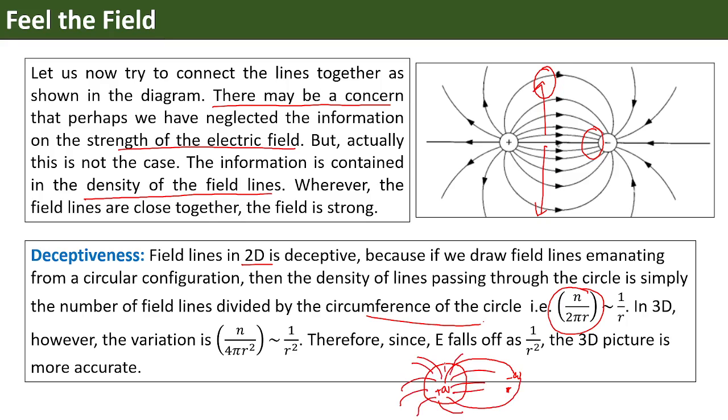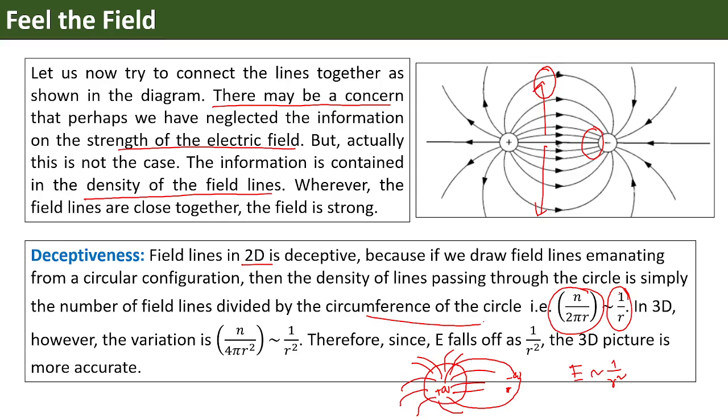Now if I ask what is the density of lines, the density of lines is given by the number of lines crossing this circumference. So what will we get? We will get N upon 2 pi r. So it falls off as 1 upon r. But what does the electric field fall off as? The electric field falls off as 1 upon r square. But here we are getting that the strength of the electric field is falling as 1 upon r.